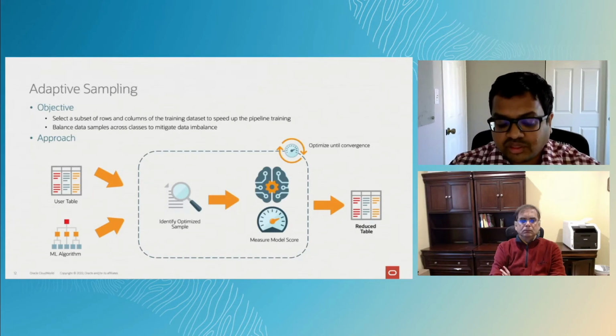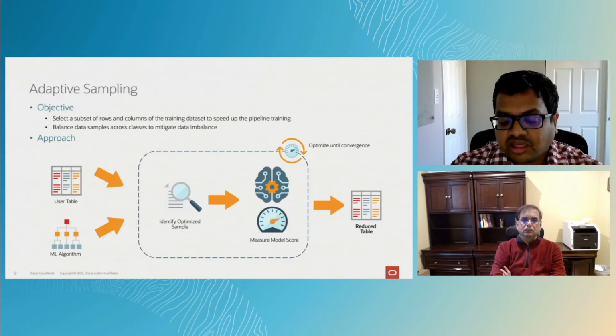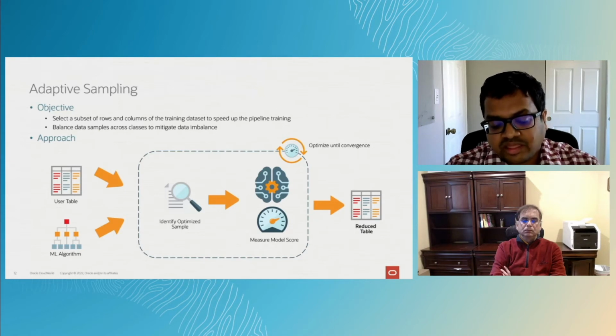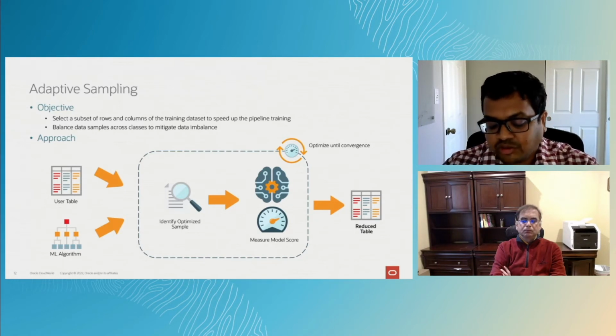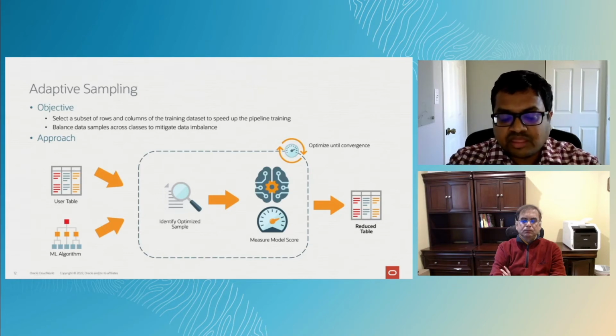And of course, we do this while also making sure that we keep class imbalance in mind. Class imbalance is basically when you have too many samples of a particular type and too few of another type. So when you're actually sampling, you need to take into account that you don't miss out any samples of the lesser type and so on.